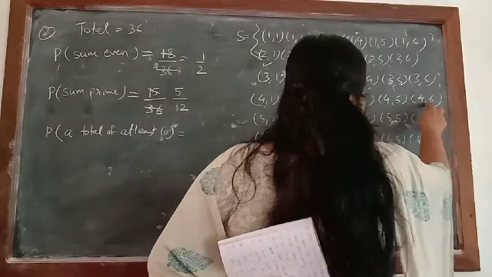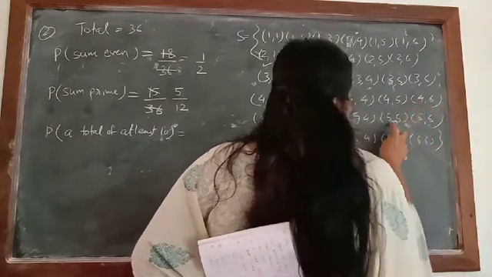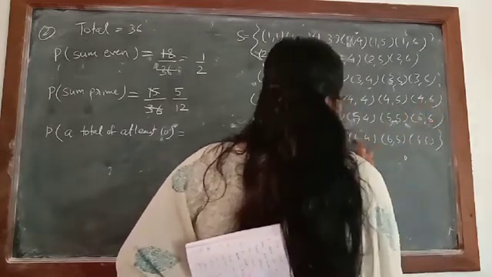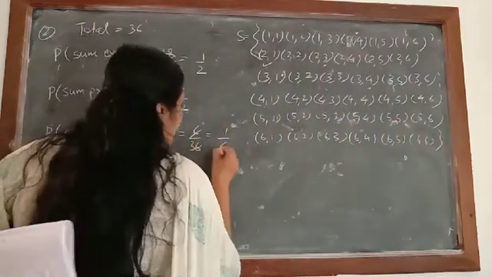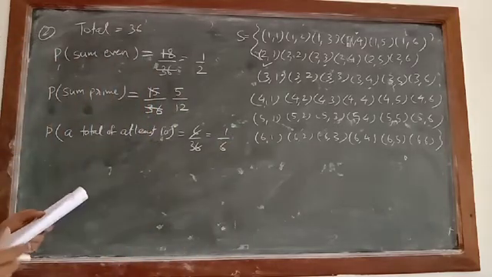Yes, 4 6 will come, then 1, 2, 3, 4, 5, 6 cases are there. So the probability will be equal to 6 by 36, which is equal to 1 by 6.